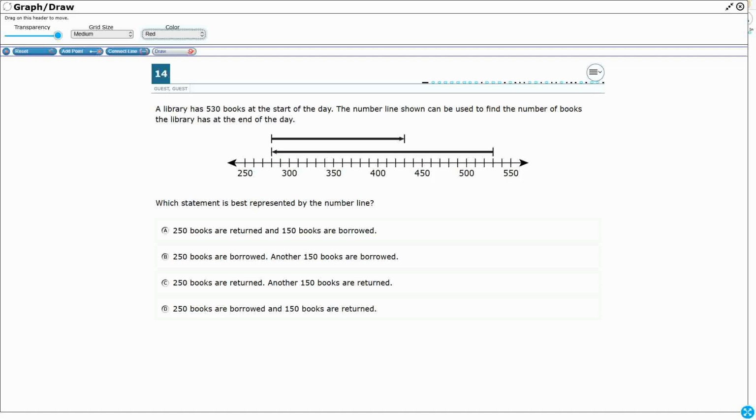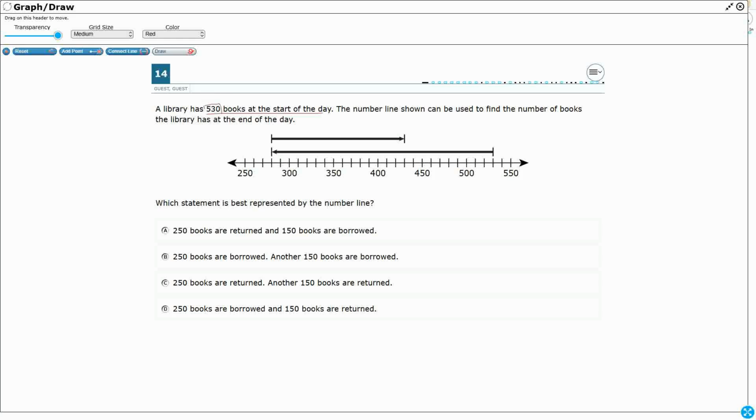So we have a library that has 530 books to start the day. And then we have this number line to show how many books are at the end of the day. And we need to find statements that best represent what's happening on this number line. So first, let's focus on the number line, see if we can figure out what's going on. Then we'll look at our four answer selections.